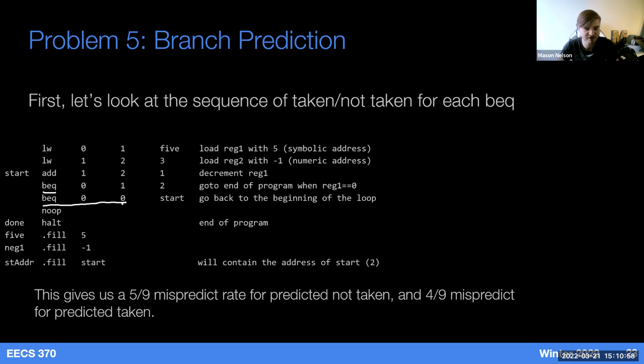So knowing that our loop runs five times, this means that the top BEQ is going to be not taken for the first four times in the loop, and then it's going to be taken the last time, which means that it'll skip over the unconditional BEQ the last time to go down to the done label. And then for all four times that our unconditional is run, it'll be taken. So our pattern looks something like this. For the top BEQ, we have a not taken, not taken, not taken, not taken, taken pattern. And then for the bottom, we just have four takens.